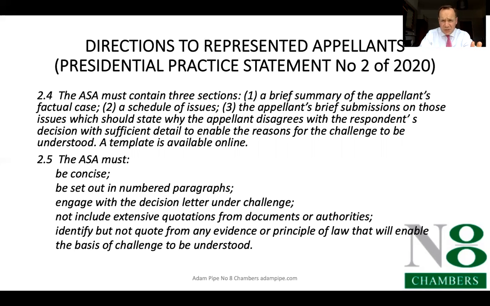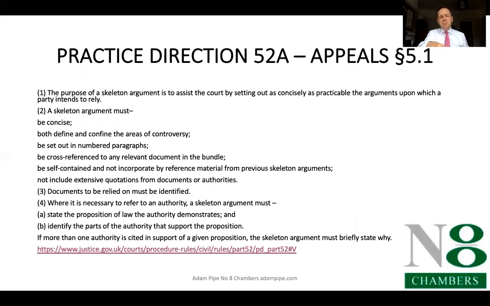But if you need to particularly refer, do, because sometimes it's only by referring to, say, a policy on homosexuals in Pakistan, you can show how there is a risk and the Home Office policy pretty much accepts that. Identify but not quote from any evidence or principle of law that will enable the basis of challenge to be understood. So that's the directions coming out from the First-tier Tribunal. And interestingly, it does mirror the Civil Procedure Rules. This is Practice Direction 52A of the Civil Procedure Rules.